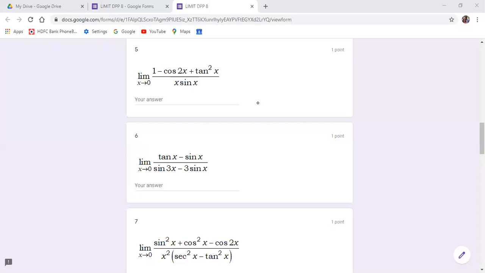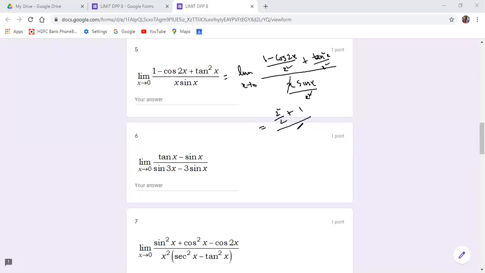Now tell me in this one: limit x tending to 0. क्या करना चाहिए इसमें? Divide by x square. Yeah, tan x के लिए भी x square चाहिए, and here also the x square. So x square will cancel. This will become 2 square sin by square 2x. This will become 1 square and this will become 1.